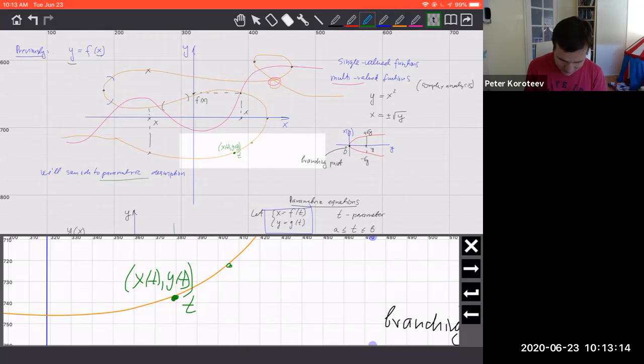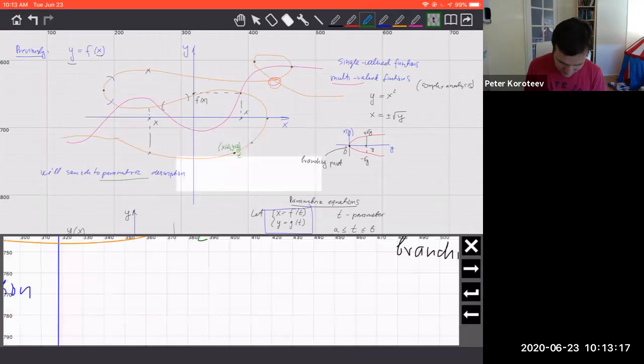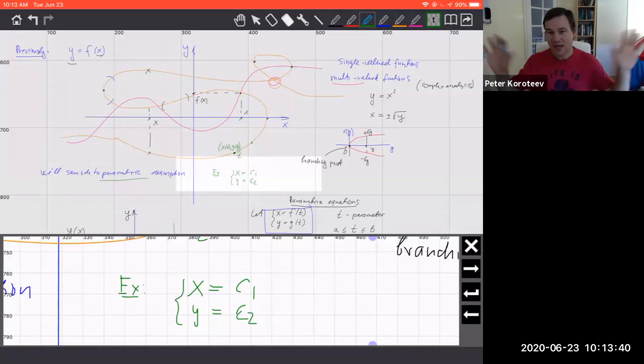So, for example, you can give a sort of ridiculous example, but nevertheless, if you just say that x is a constant and y is some other constant, x is equal to c1 and y is equal to c2. So they do not depend on t at all, right? And this is still a curve, right? It's a very boring curve with just one point with coordinates c1 and c2. But nevertheless, it fits the definition.